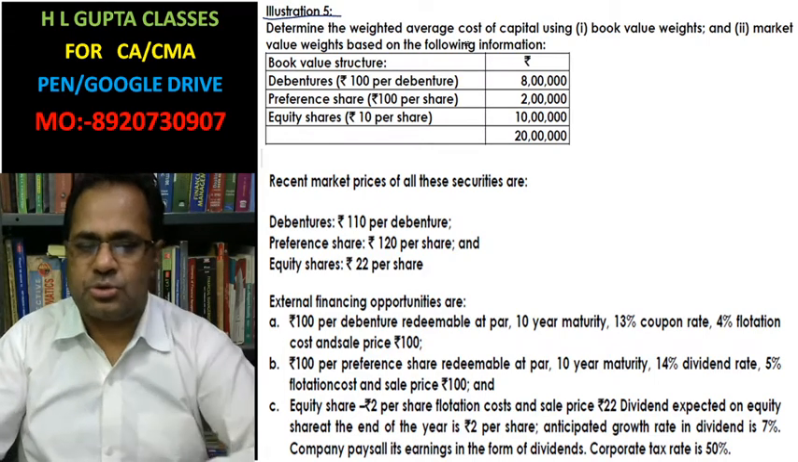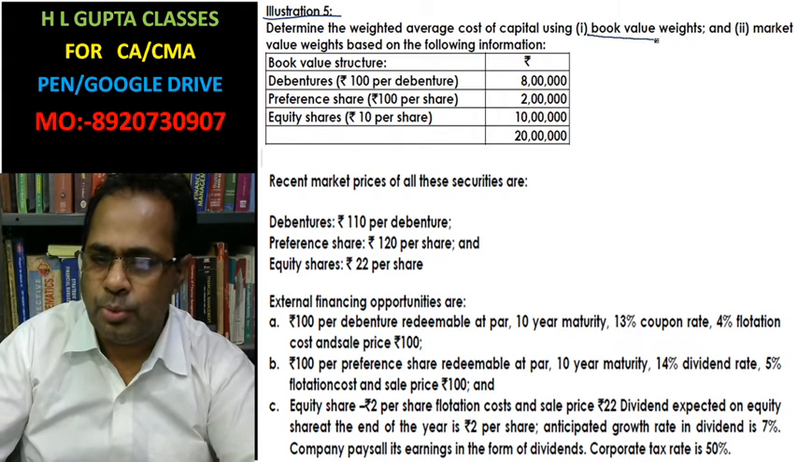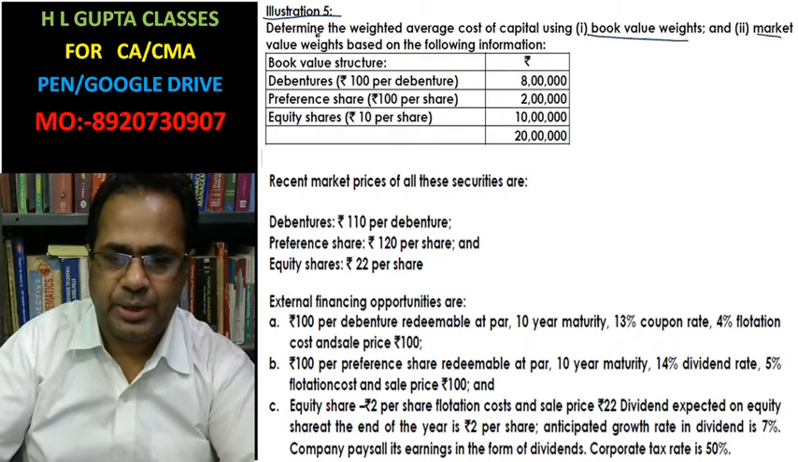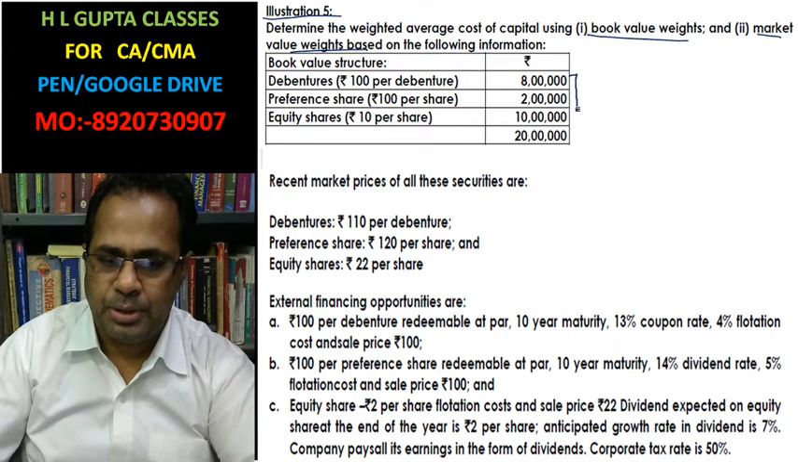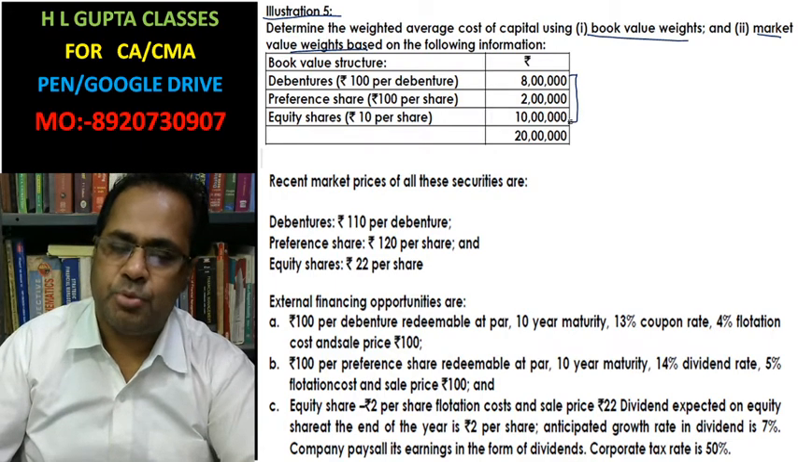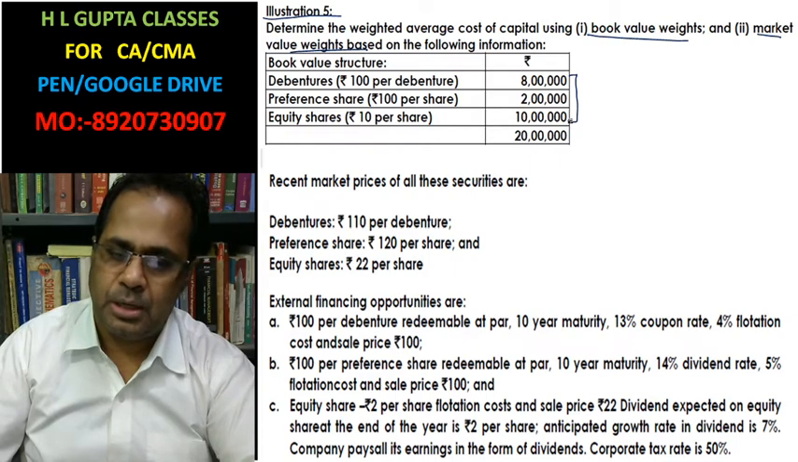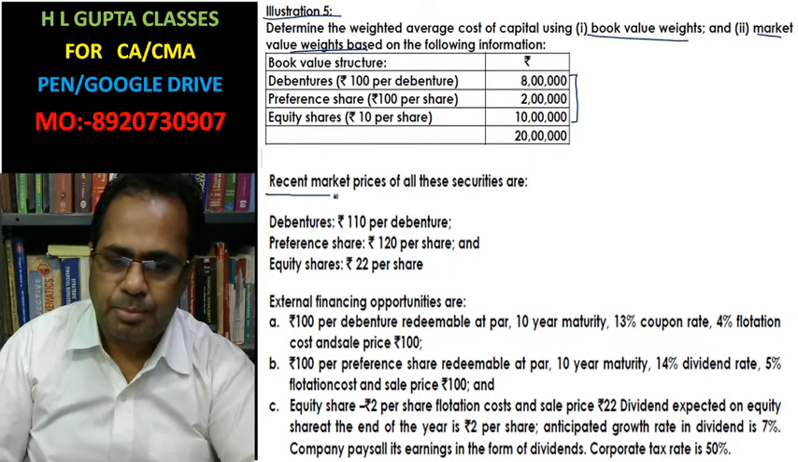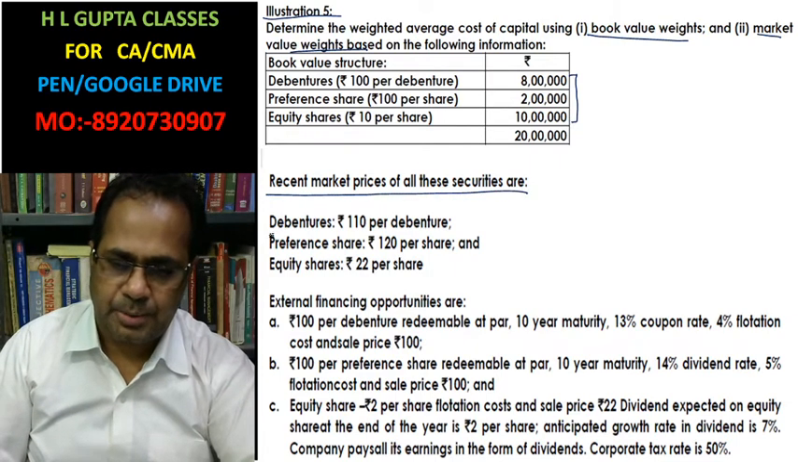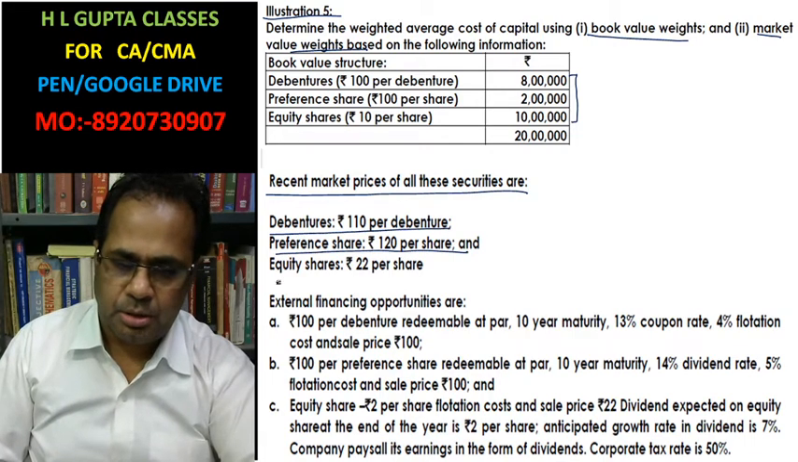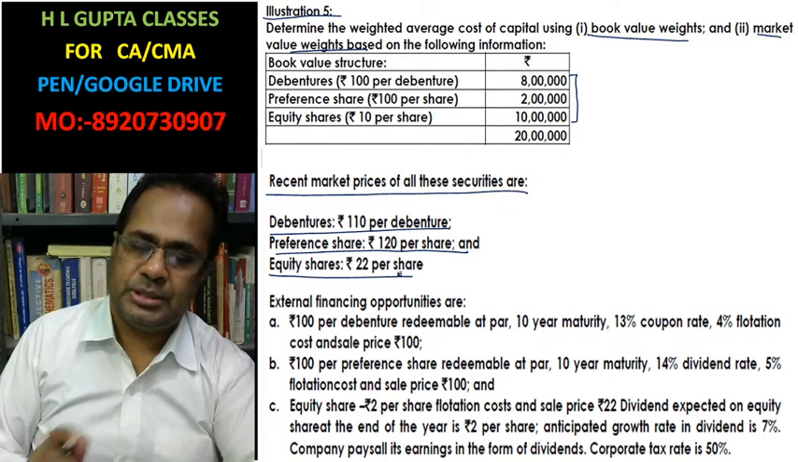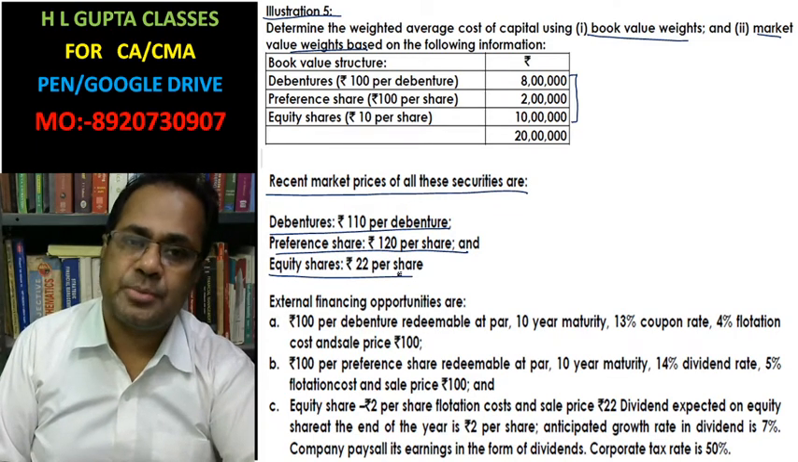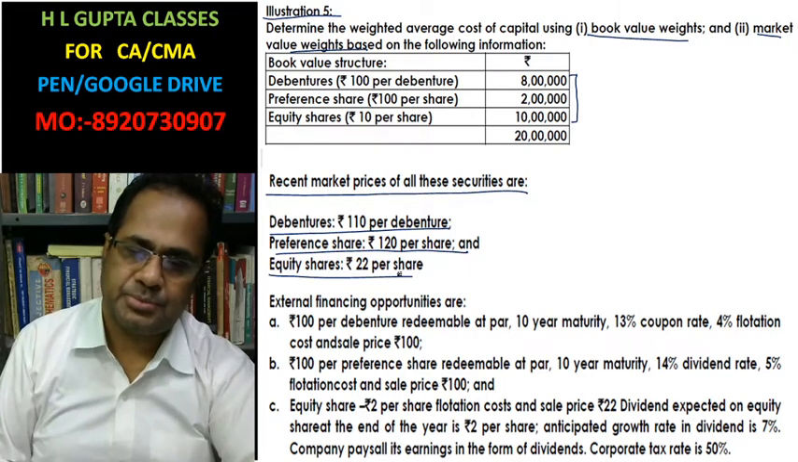Determine the weighted average cost of capital using book value weights and market value weights based on the following. These are the book values given and you have to calculate the weighted average cost of capital. The recent market prices of these securities are given: debentures 110, preference 120, equity 22. On the basis of this information, we can calculate the market price per share.